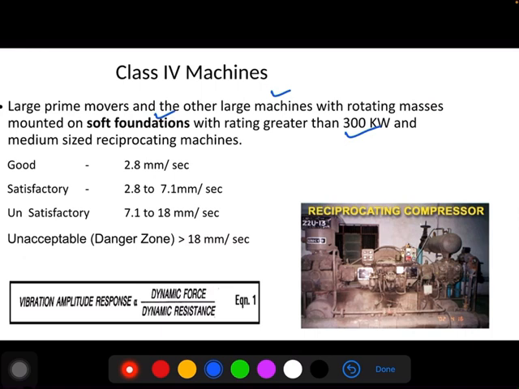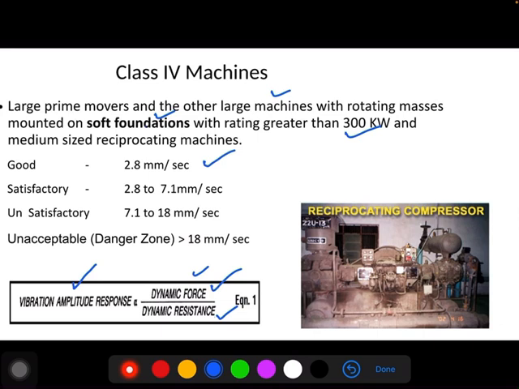Because in vibration amplitude response, you all know it is directly proportional to the dynamic force and inversely proportional to the dynamic resistance. Whenever the dynamic resistance is low, then you have the higher vibration amplitude, but the force will be the same. So in case of soft foundation, as the dynamic resistance is lower, you will have a higher tolerance limit for the class 4 machines, because here below 2.8 mm per second is treated as good, but in case of class 3 for the rigid foundation, it was 1.8 mm per second.